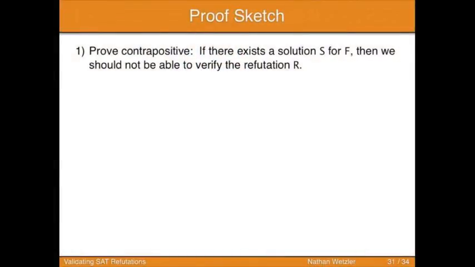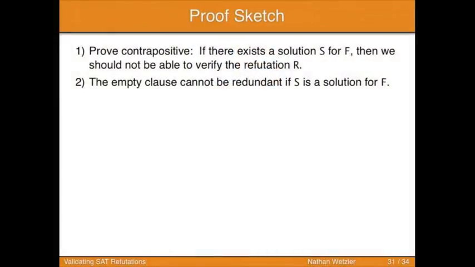So let me give a very brief sketch of what the proof of our main theorem looks like. The theorem stated that if we had a formula and a refutation, then there does not exist a solution for the formula. So instead we can prove the contrapositive. We say if there exists a solution for the formula, then we should not be able to verify our refutation. We next prove that the empty clause cannot be redundant if there is a solution for the formula. So given a solution, we shouldn't be able to establish the empty clause is redundant.